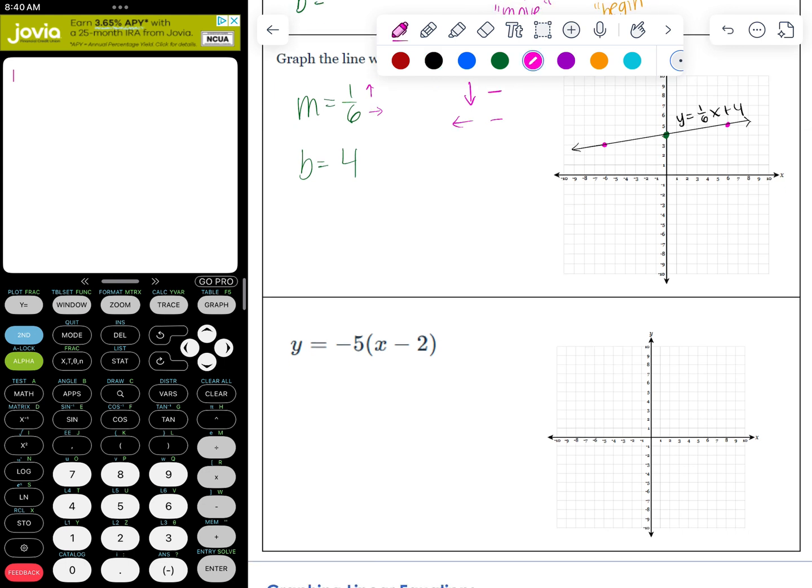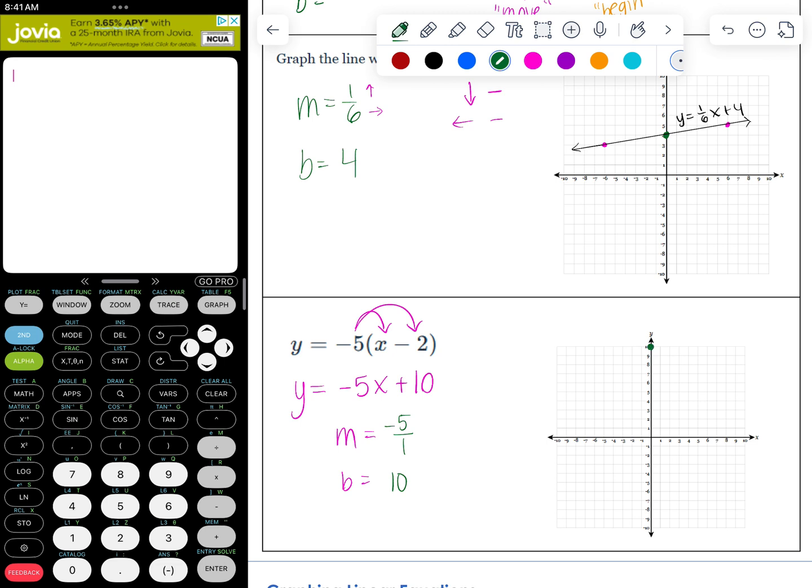How can we get it there? Well, I could take the -5 and apply the distributive property. So now I have y equals -5x, and a -5 times a -2 is a positive 10. So I need my m and I need my b. My m is a -5, but I want it to have two numbers because it's a rise over a run. If there's no denominator, it's going to be a 1. My b value is 10.